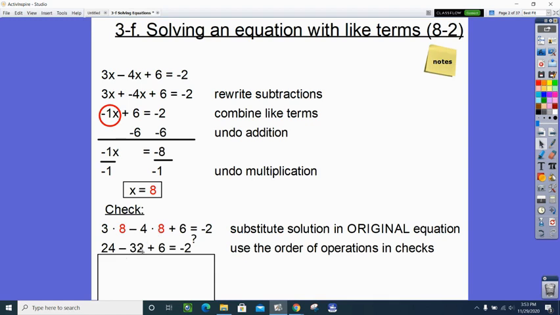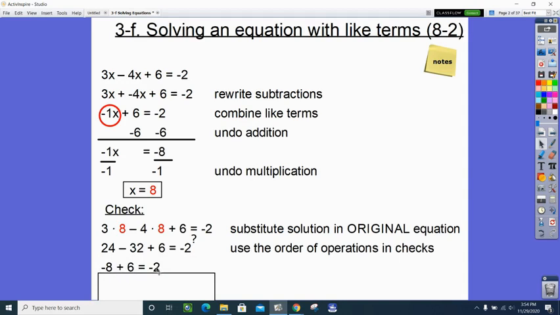4 times the 8 becomes 32, plus 6 equals negative 2, or we hope it equals negative 2. And now we need to go left to right, adding or subtracting. So 24 minus 32. And again, if you prefer to change that to plus a negative as you're working, that's fine. Think your answer, check it in the calculator, and you should see negative 8.